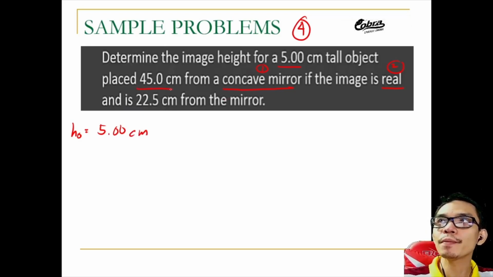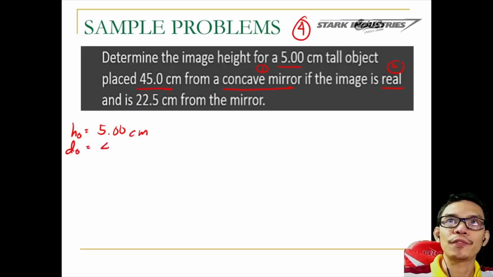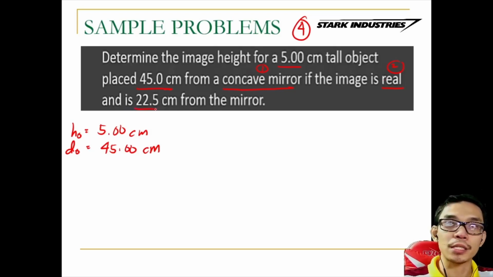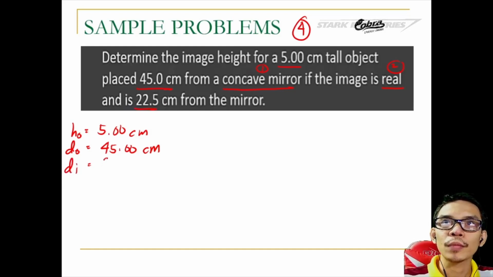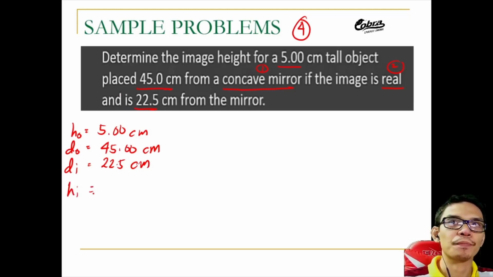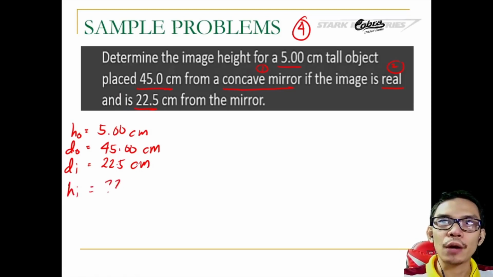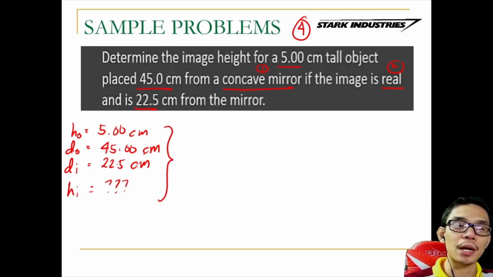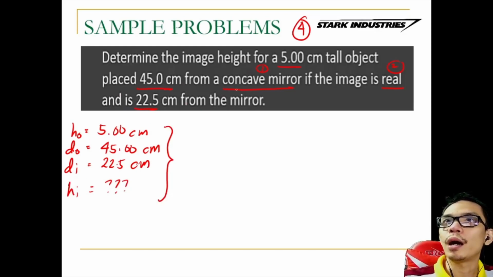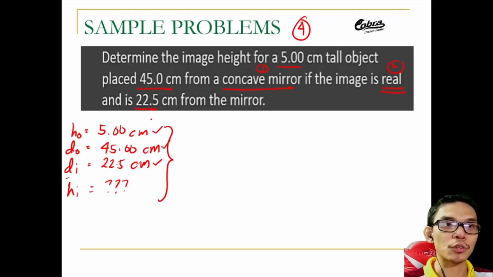Next, this 45 centimeters is the distance of the object, so that is 45.00 cm. Next one. The image is real, and this is the distance of the image. That's 22.5 cm. Then we are looking for the height of the image. Now, let's check our data. Since that is a real image, the distance of the image is positive. So this one is good. Correct. We can now solve the problem.